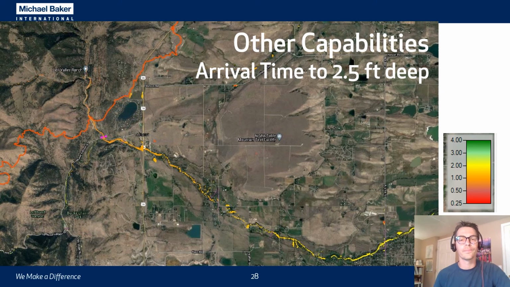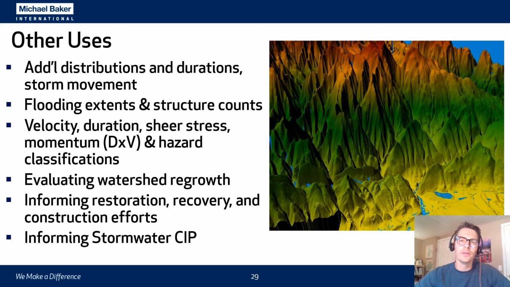To quickly highlight some other uses for a rain on mesh model, part of the reason, like Kyle mentioned, that we built it all the way up to the Continental Divide is for future simulations. If they wanted to analyze things, you could do different storm durations, distributions, and even storm patterns with movement in 6.0. Like I mentioned too, you can look at flooding extents. You can also look at different variables like velocity, duration, momentum, depth times velocity, which is useful in understanding when people or cars could be swept away. You can put it in hazard classifications.